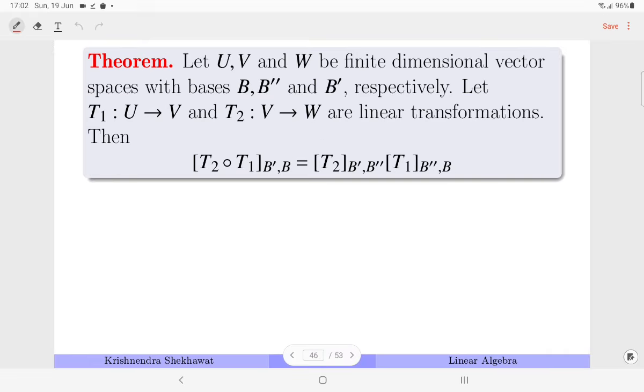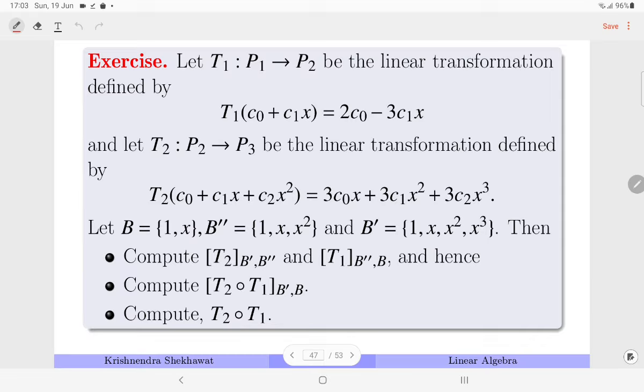And then a quick result. It says that if you have T1 and T2 as two linear transformations, we already know that T2 of T1 is T2 multiplied by T1, and therefore their coordinates, so we are using the same concept. So T2 of T1 with respect to B dash B is T2 of B dash B double dash and T1 of B double dash B. Easy observation, and based on this observation there is a question, so try it by yourself.